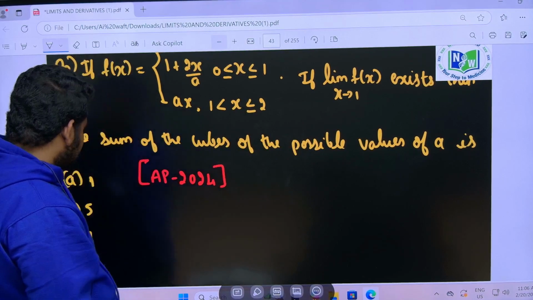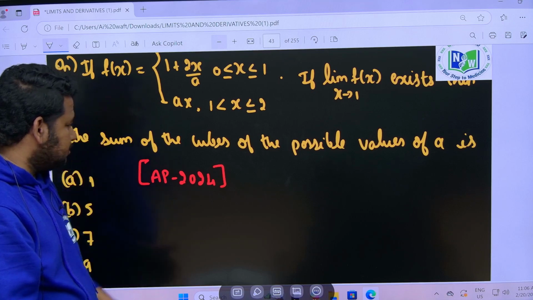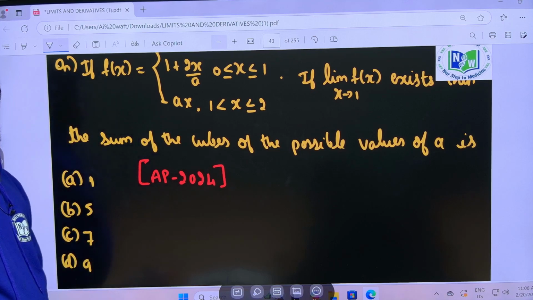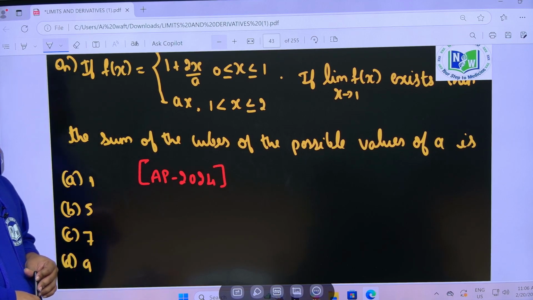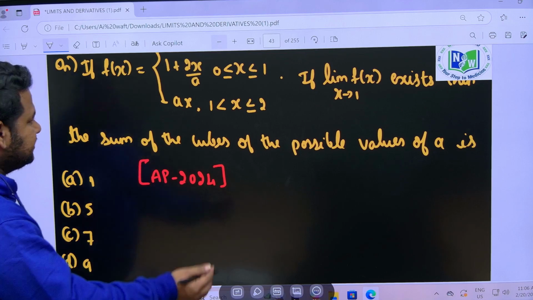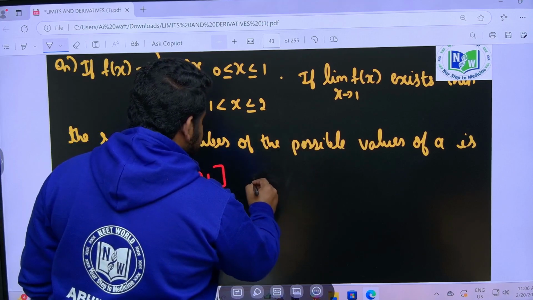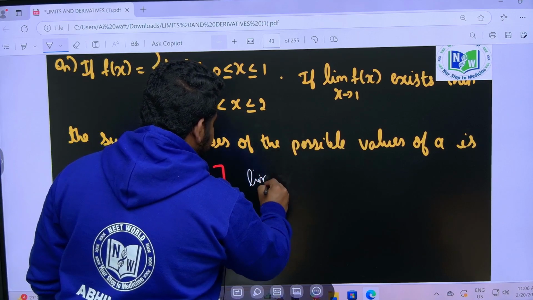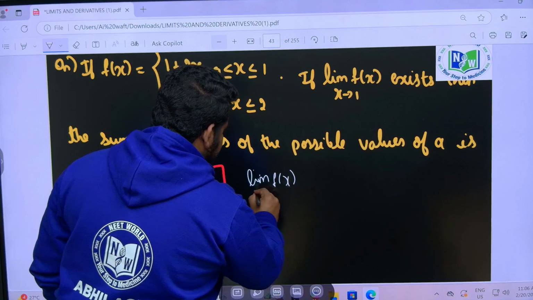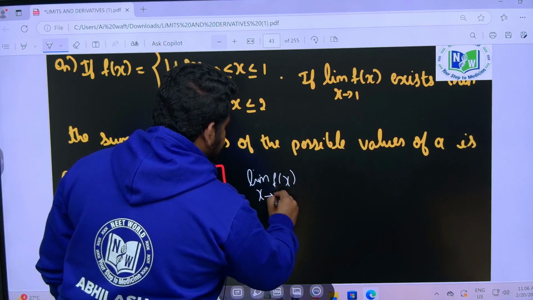So these are the options. Okay, so have a look at the question. The question is so big, so the solution will also be so big. That's what you will be thinking. Actually, they are telling what? Let us solve this question now. So actually they are telling limit f of x as x tends to 1 exists.